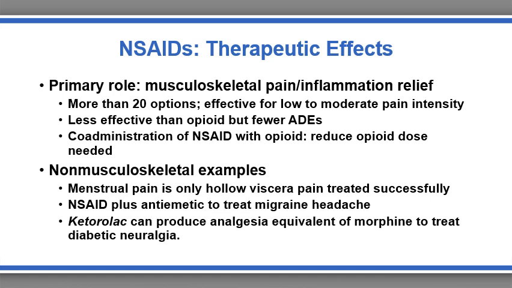And ketorolac can produce analgesia equivalent to morphine to treat diabetic neuralgia. So ketorolac or Toradol, 60 milligrams administered intramuscularly, can actually produce the analgesic equivalent of that. So that could be something that you can look at. They do say that generally there's a lack of efficacy in general neuropathic pain, but you can get some benefit with that particular medication as it relates to diabetic neuralgia.